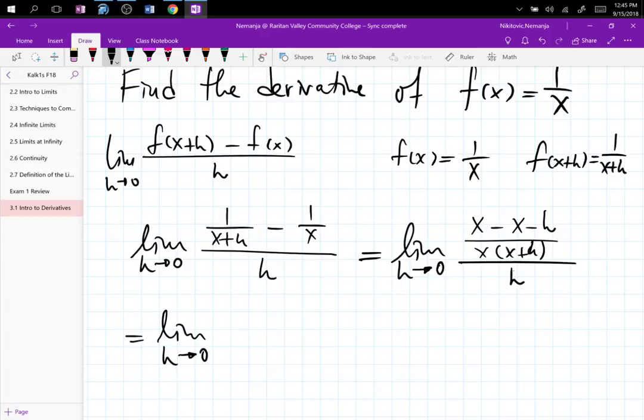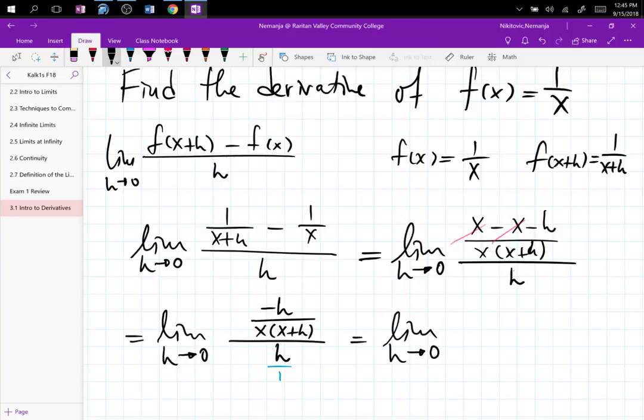Limit as h goes to 0. The x and x die over there, and we are left with negative h divided by x plus h, over h. And if you want to make this easier for you, you can put h over 1. You have a double fraction to deal with now. It's all algebra. 1 times negative h is negative h, and on the denominator you have h times x plus h.